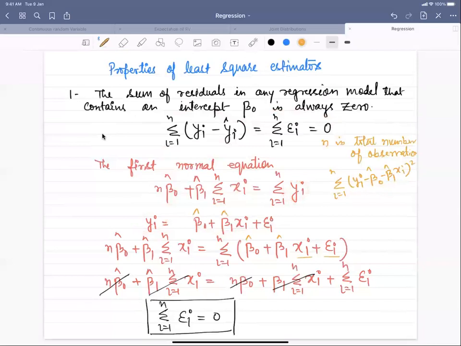So the left hand side will remain like this. If I take this summation operator inside, it will be n beta naught cap plus beta 1 cap summation over i=1 to n xi plus summation over i=1 to n epsilon i. So you can see that these terms are equal on both sides, so they will get cancelled. What we get is essentially summation over i=1 to n epsilon i equal to 0. So that we have already proved now.